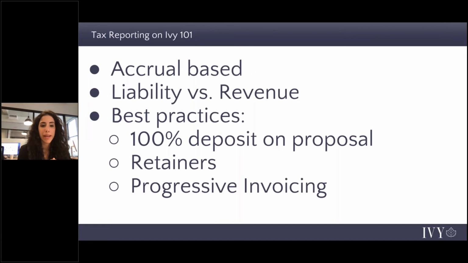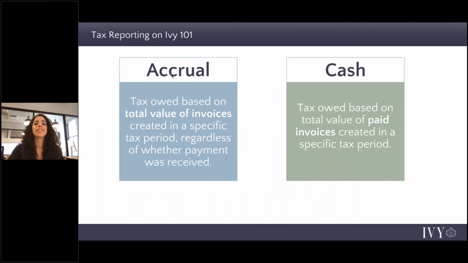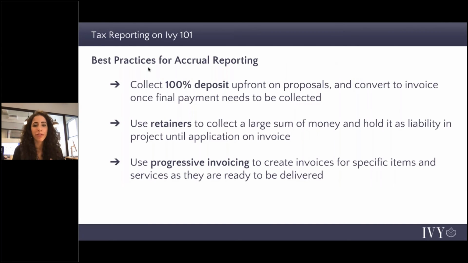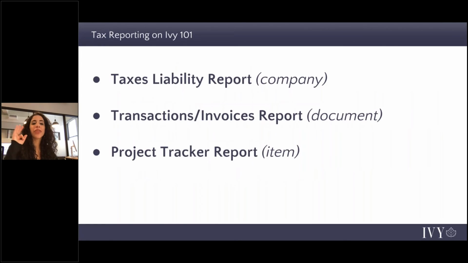IB's reporting is accrual-based, meaning we have a couple best practices. Because any document that you create on IB, any invoice that you create on IB, will have tax implications now. So create a proposal first, collect 100% deposit, use retainers to collect a lump sum of money and apply to an invoice that you create when you're ready. Utilize IB's progressive invoicing to only invoice items when you get confirmation or whenever you need to, understanding that invoices have tax implications.